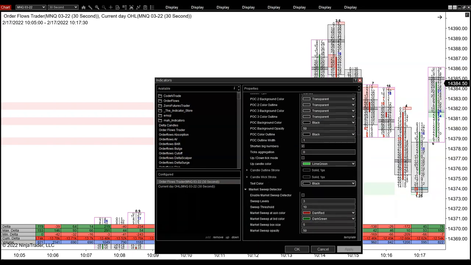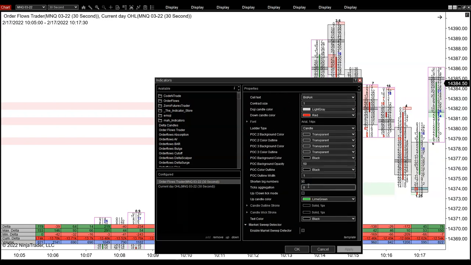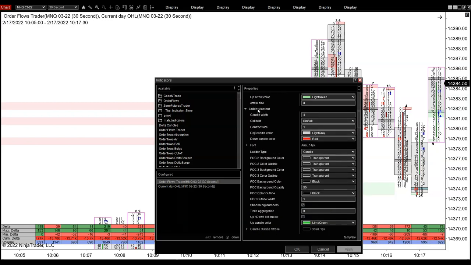And you scroll down, it is under, where are we here? It's under the ladder contents, okay? Here, tick aggregation is set to 0. So, you know, I could set it to 4, okay?